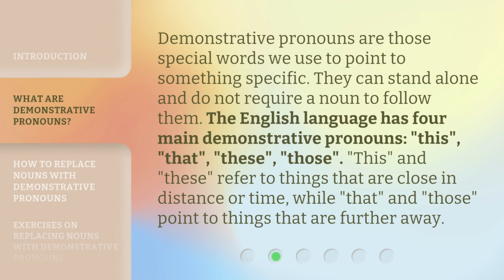Demonstrative pronouns are those special words we use to point to something specific. They can stand alone and do not require a noun to follow them. The English language has four main demonstrative pronouns: this, that, these, those. This and these refer to things that are close in distance or time, while that and those point to things that are further away.